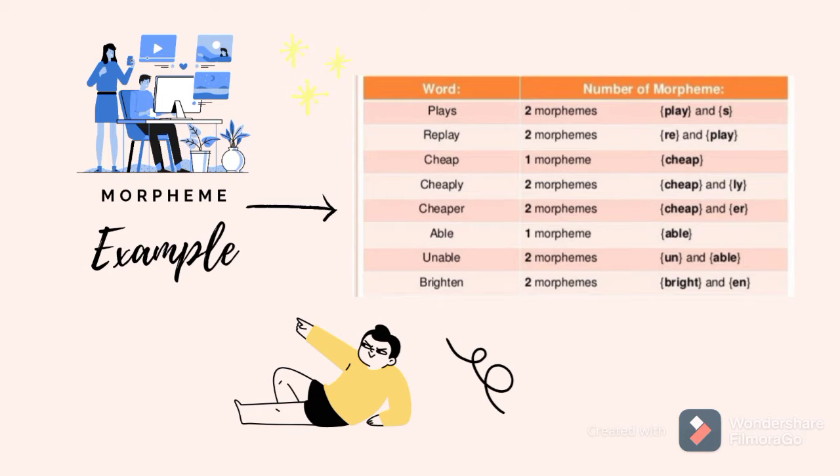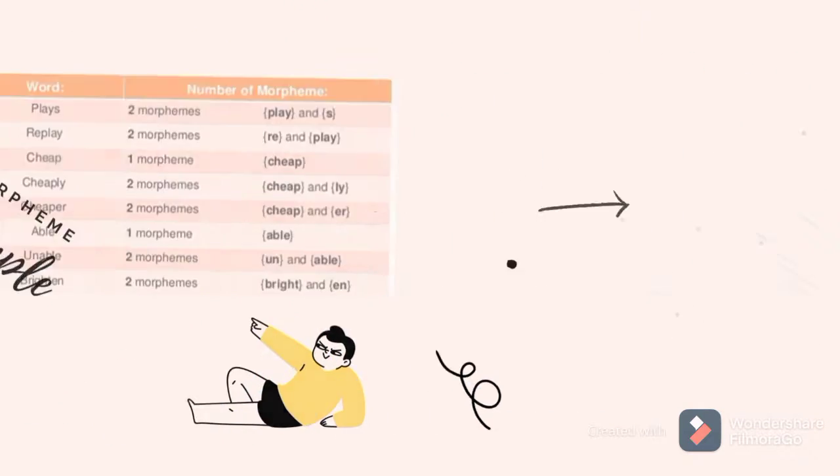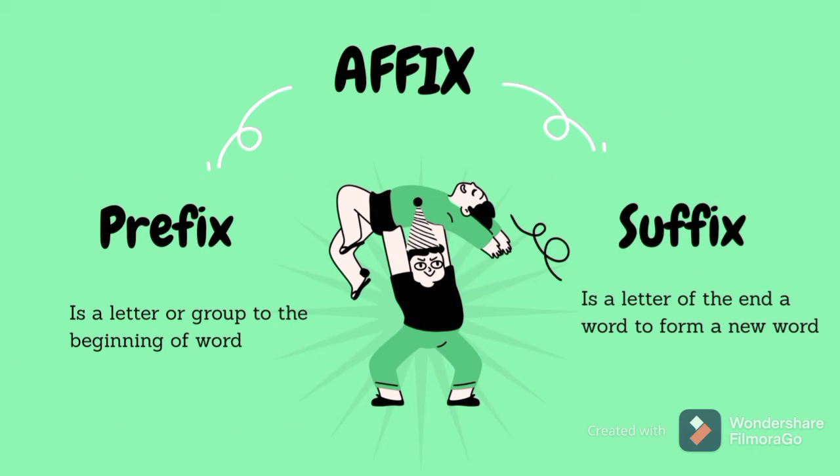And then able has one morpheme, just able. Unable, two morphemes, un and able. And then brighten has two morphemes, bright and en. So, continuing with the new material, affixes are of two types, prefix and suffix.